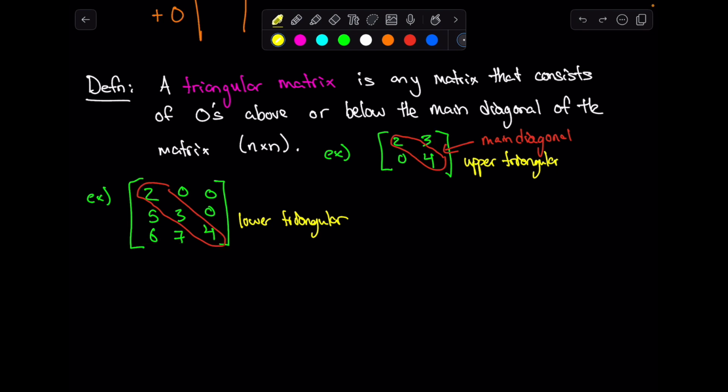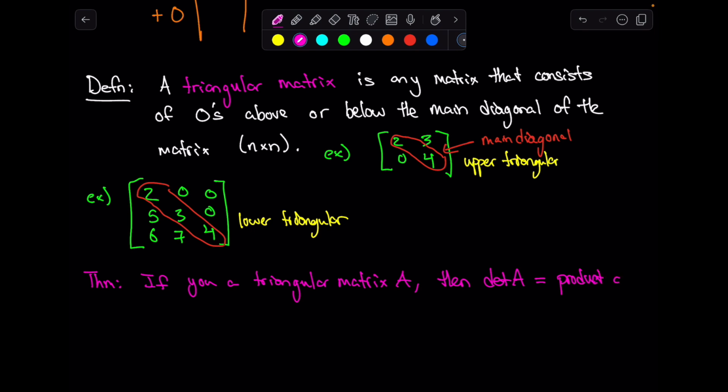And why am I bringing these up? Because it turns out that the more zeros you have, the easier it is to calculate your determinant. So much so that there's a nice little theorem for it. So theorem, if you have a triangular matrix A, then the determinant of A is just equal to the product of the diagonal entries. Okay, the diagonal entries. All right.